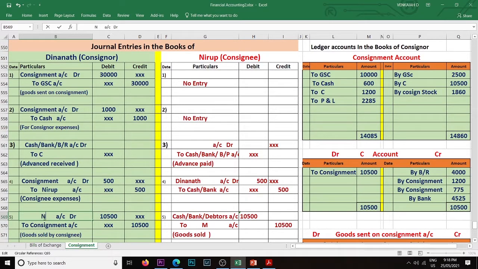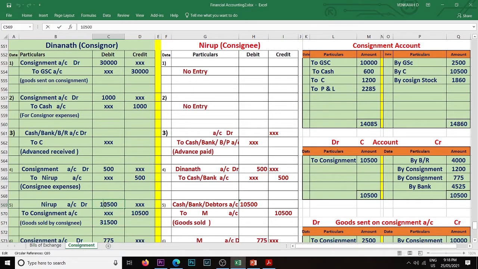So the journal entry for sales is Nirup account debit to consignment account. I'm calculating sales, 90 into 350. Amount is 31,500. Okay, that is sales. Sales we also record in the books of consignee. Bank account debit to Dinanath account, consigner account.